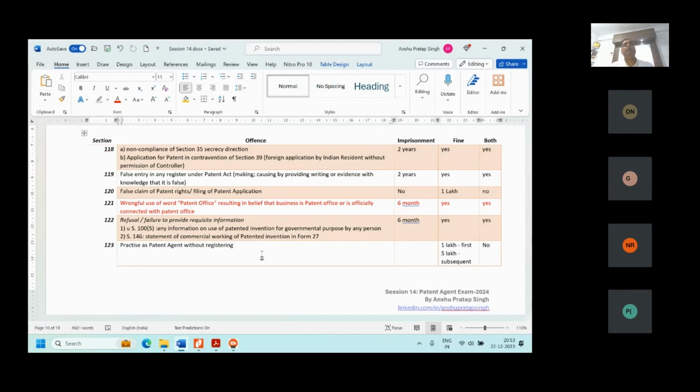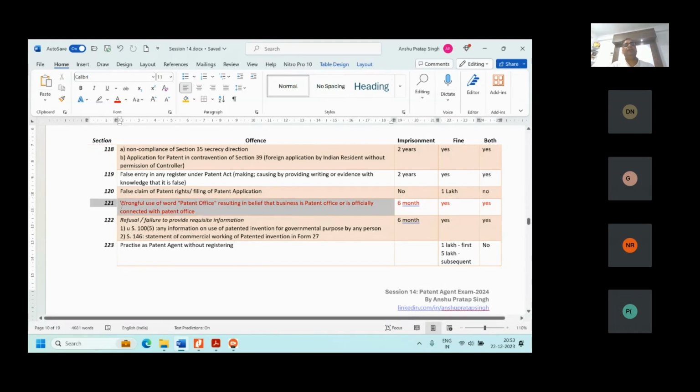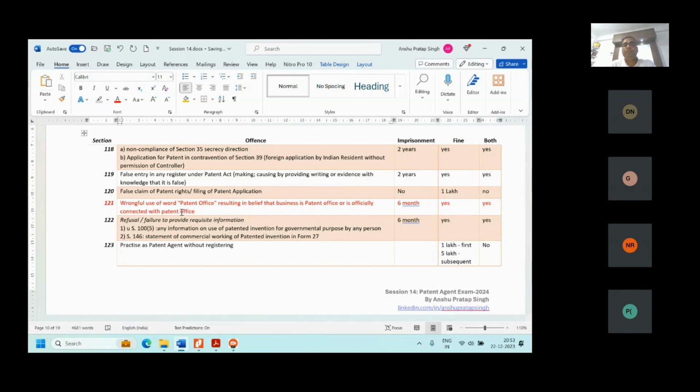But before that, please remember the number. Either way, it will be important because they can ask what has been removed and what has been inserted. Both can be asked. So please remember this. Then comes refusal to provide requisite information under Section 105, any information and use of patented invention for government purpose.